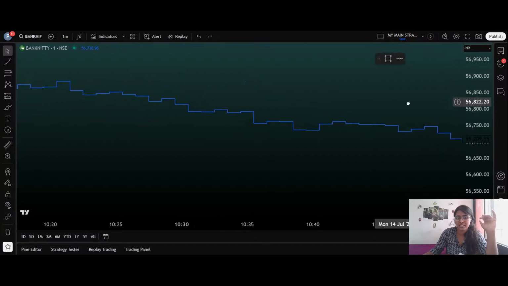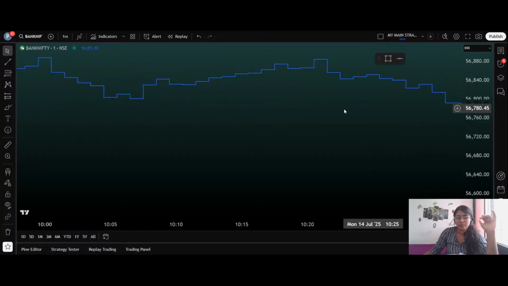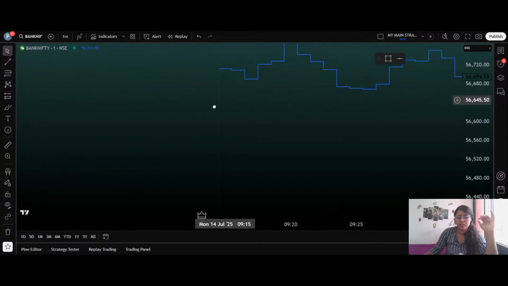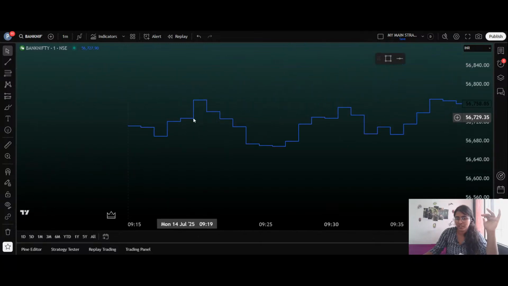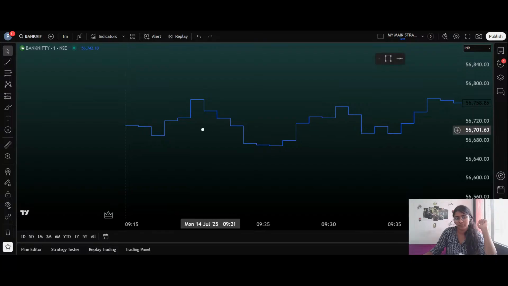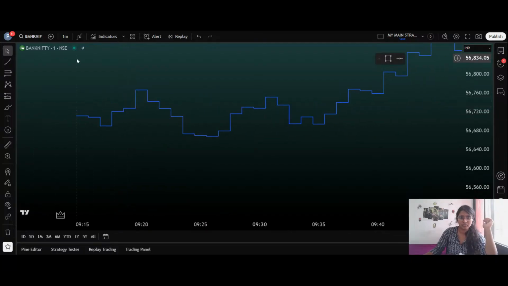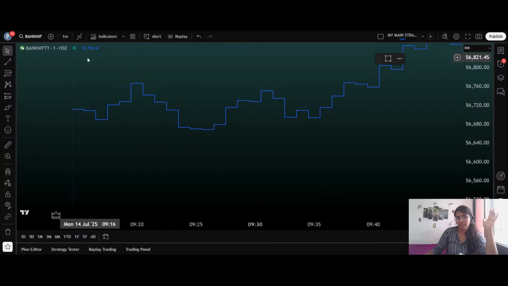Step line candles are continuous candles. Suppose you can see here the price hike happens. If the price goes up, it will go up vertically, and if the price stays at the same point, it will be horizontal. If the price remains at the same level, it will remain at the same level. And if the price goes down, it will also come down vertically. Similarly, this is the simple step line candle.